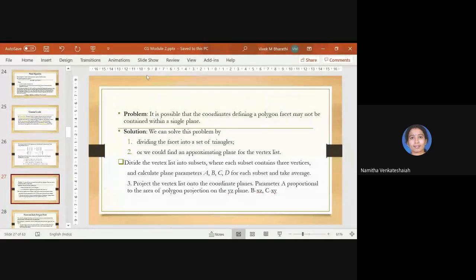Okay, so could you understand this topic? Reply in the chat window. I will repeat once again.